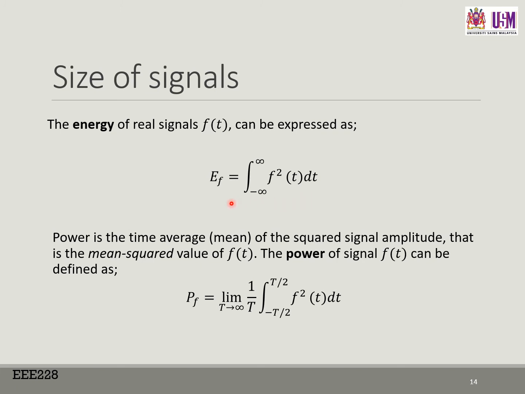Now, if as time approaches infinity the amplitude of the signal goes towards infinity, then we cannot find the area under the graph. We can only find the area under the graph if the amplitude of the signal approaches zero as time approaches infinity. So we can use the energy calculation as a measurement of size for signals whose amplitudes approach zero as time approaches infinity. For signals that cannot be measured using the energy equation, we can use the time average of the square of the signal amplitude, which is the power of the signal, as a measurement of the size of the signal.